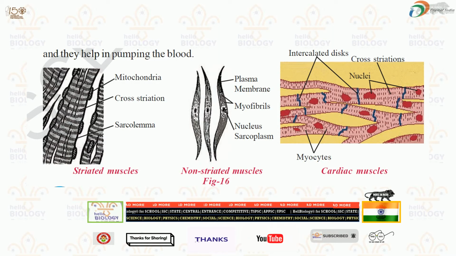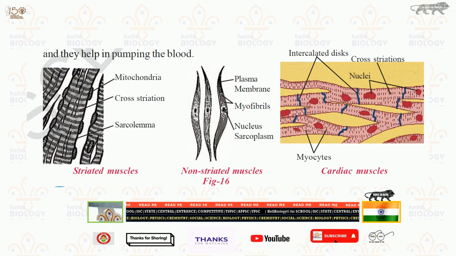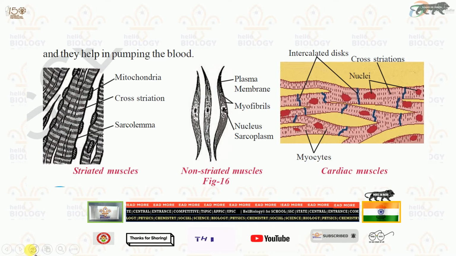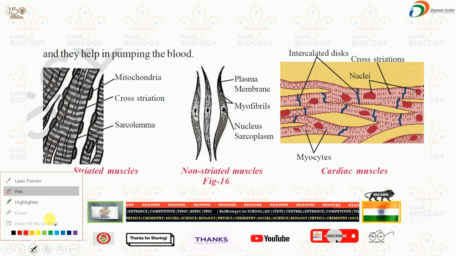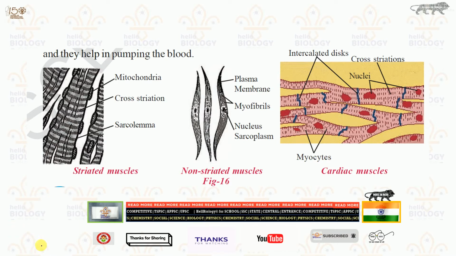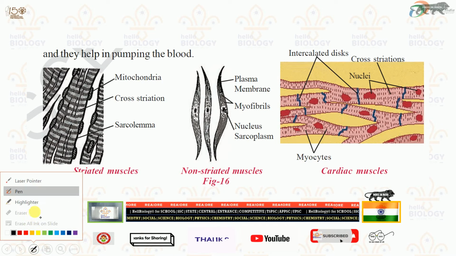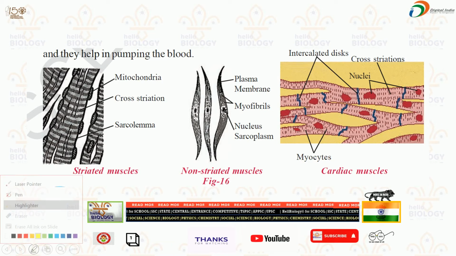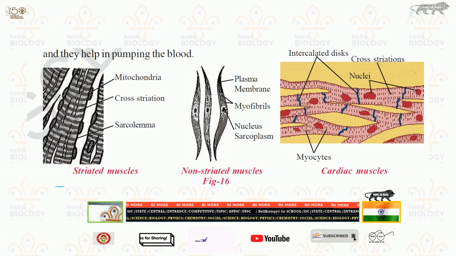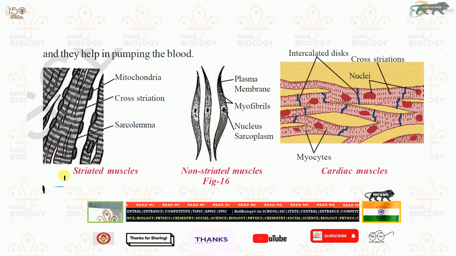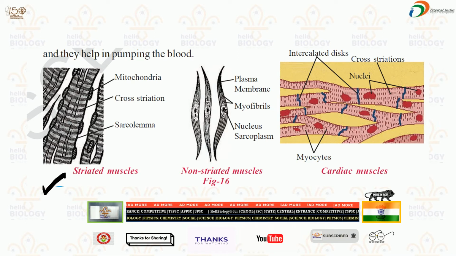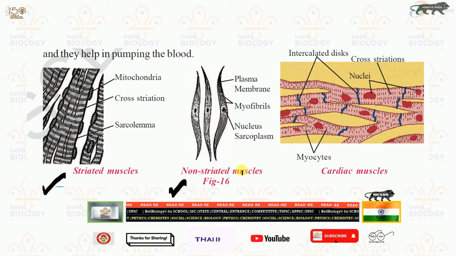So today's topic is about types of muscular tissues. Types of muscular tissues are divided into three types: skeletal muscular tissue, smooth muscular tissue, and cardiac muscular tissue. These are known as striated muscular tissues and non-striated muscular tissues. And the third type is cardiac muscular tissue.